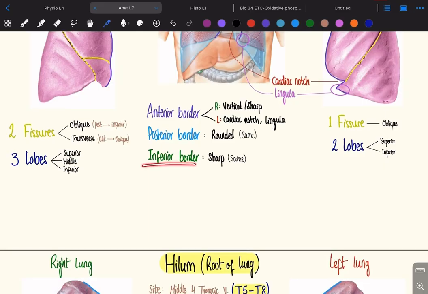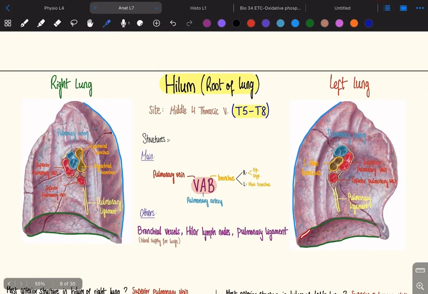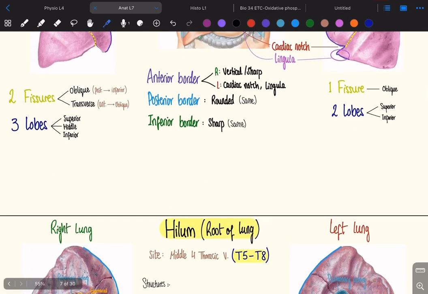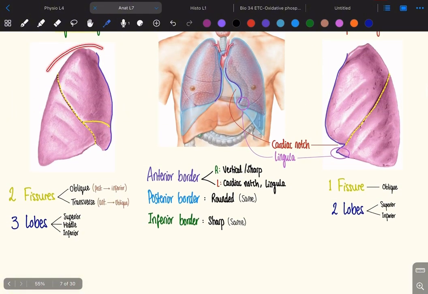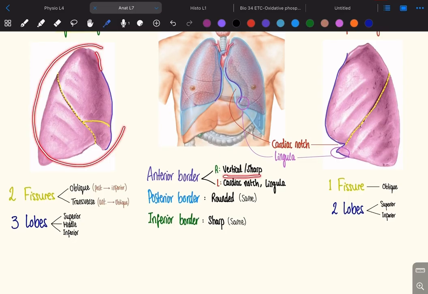Inferior border, we can see it here too. It's sharp, okay? It's the same thing on both lungs. So we said the posterior and inferior are the same on both sides. Now let's go to the anterior, which is the different one. The anterior on the right side is vertical and sharp. It's this one in purple. It just goes straight, vertical and sharp, okay?